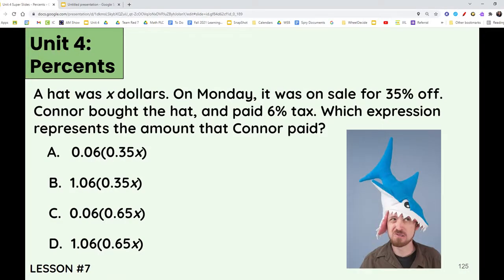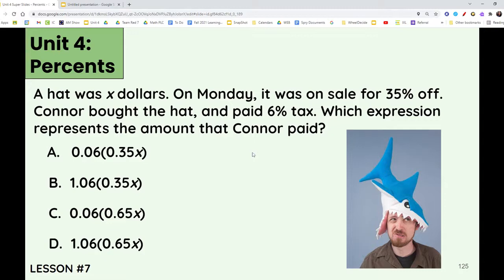A hat was X dollars. On Monday, it was on sale for 35% off. Connor bought the hat and paid 6% tax. Which expression represents the amount that Connor paid? Well, first, the hat is 35% off. So I need to look at a price that in parentheses is 65% of the price. Next, he's going to pay that price with 6% tax. So outside of parentheses, I'd need to see it multiplied by 1.06.